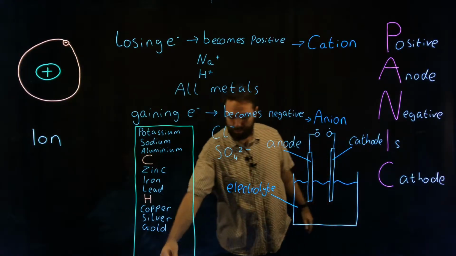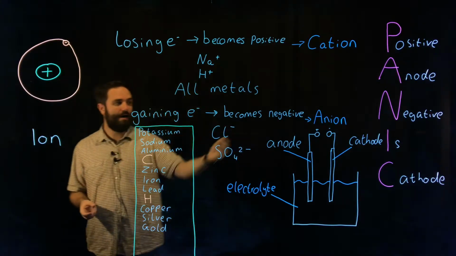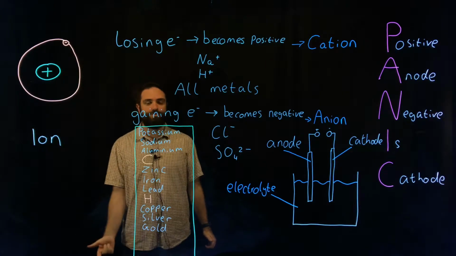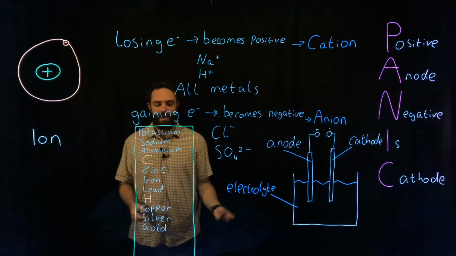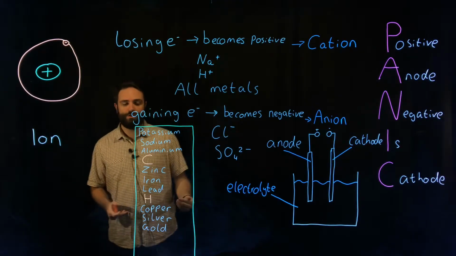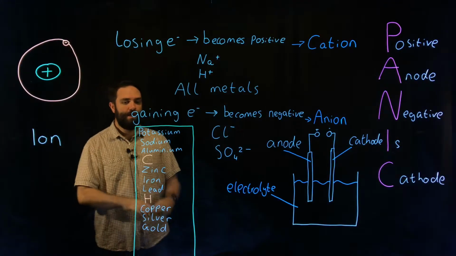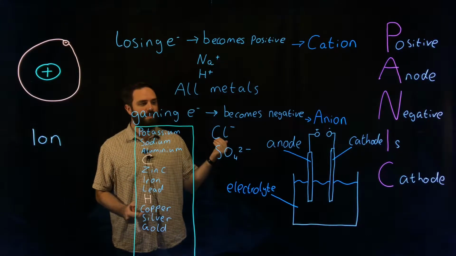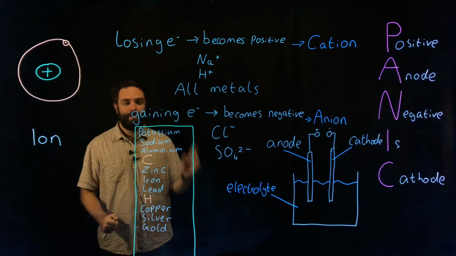Now, once they're attracted to our electrically charged anode or cathode, they either gain or lose electrons in order to become full atoms. And the order in which they are discharged depends on the reactivity series. The less reactive of the ions that are present is discharged and turned into an atom first.